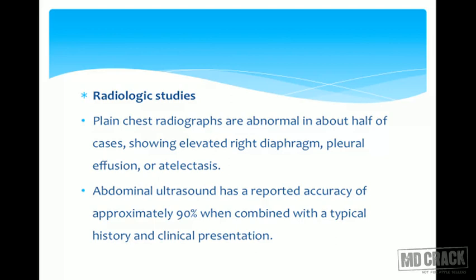Plain X-ray chest is abnormal in half of the cases, showing elevated right dome of the diaphragm along with pleural effusion or associated atelectasis. Abdominal ultrasound has reported accuracy of 90% when combined with typical history and clinical presentation. Only abdominal ultrasound may not be that sensitive, but if it is combined with clinical presentation and typical history, it may clinch the diagnosis in 90% of the patients.